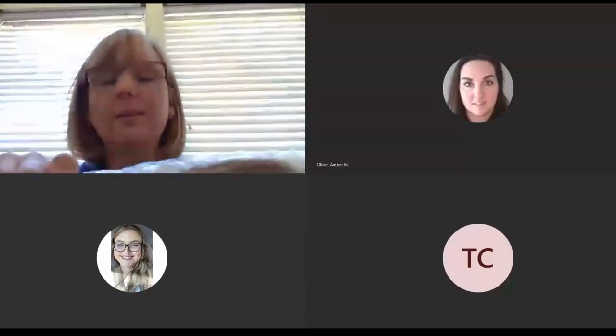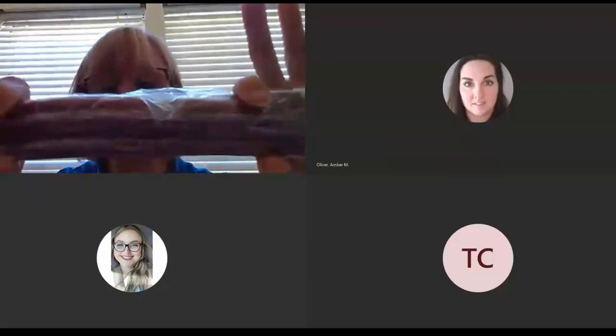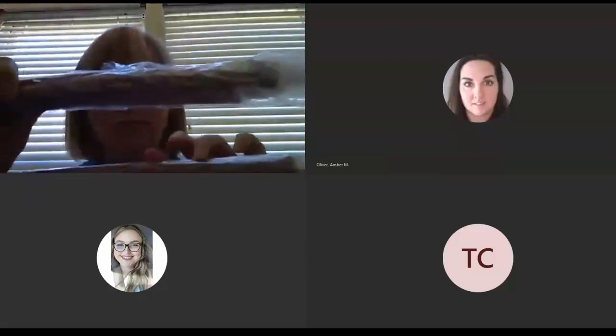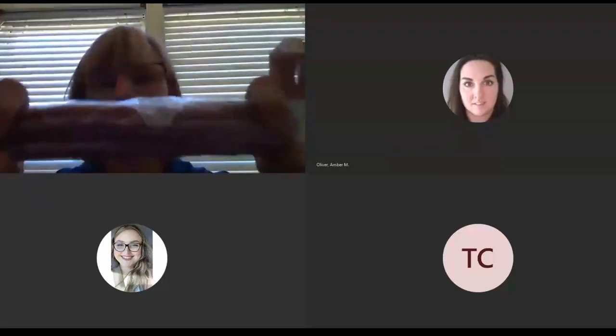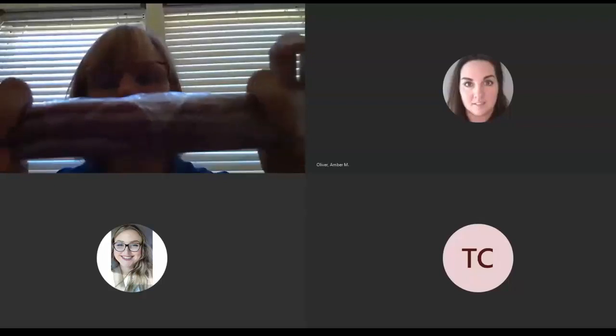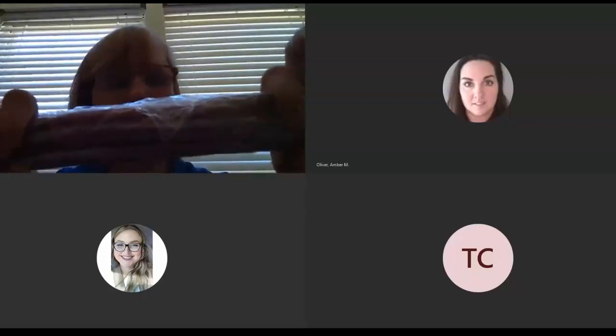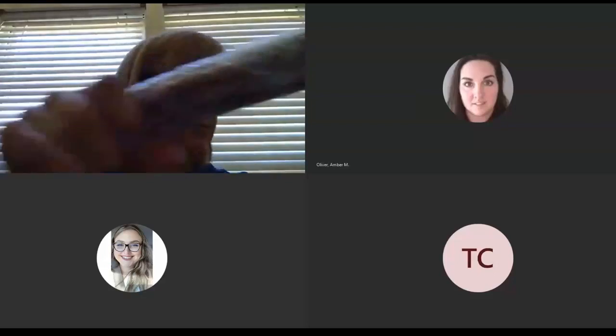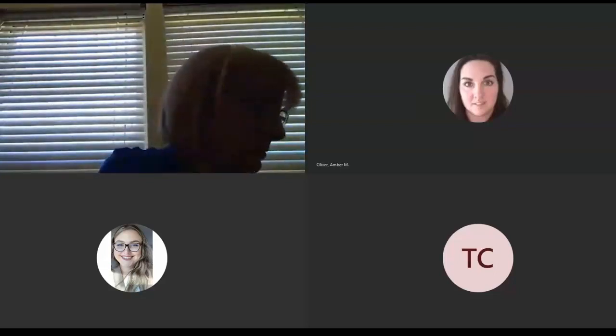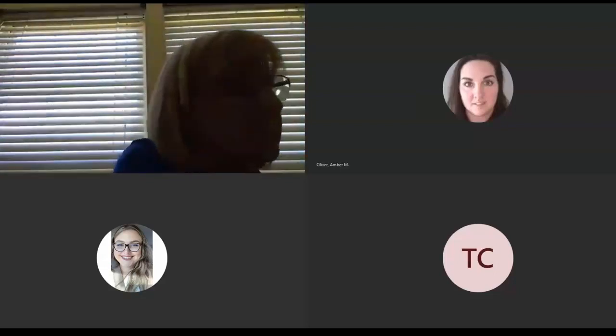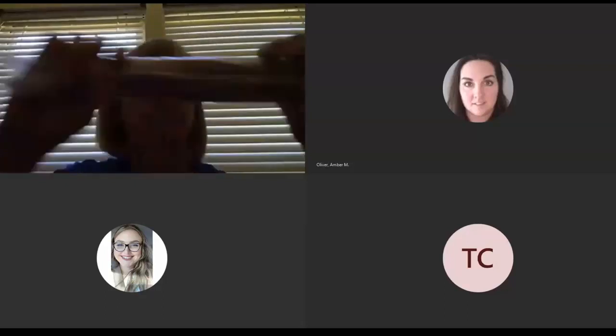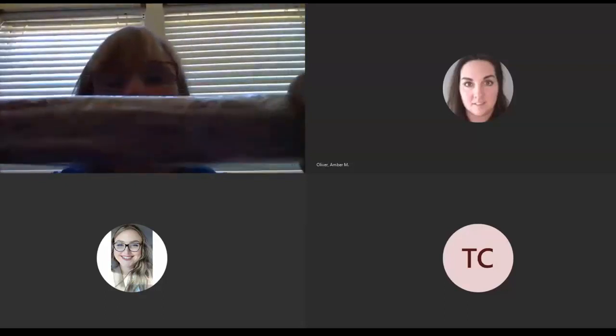If I put these together, can y'all tell that I've got two fascicles here? This would make a muscle. A muscle is a bunch of fascicles, and around that is the epimysium.